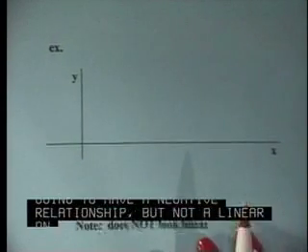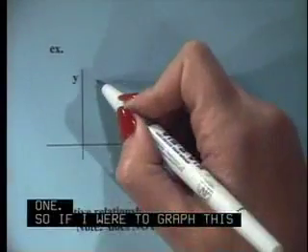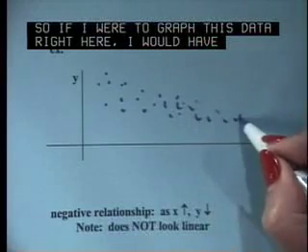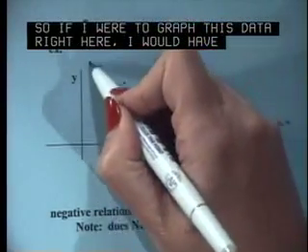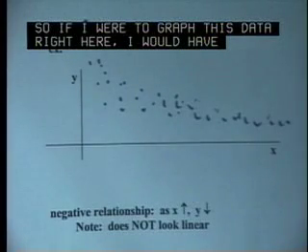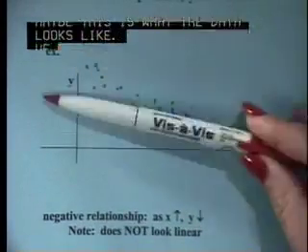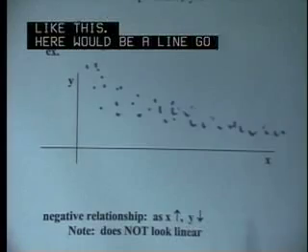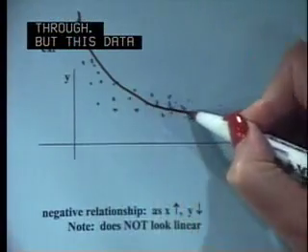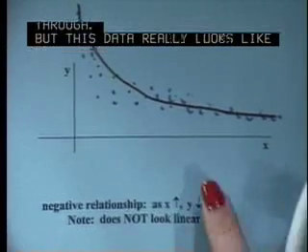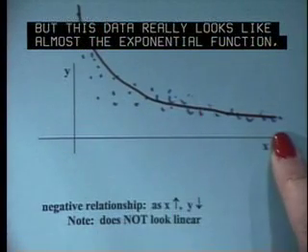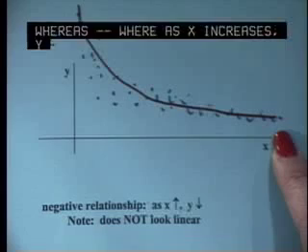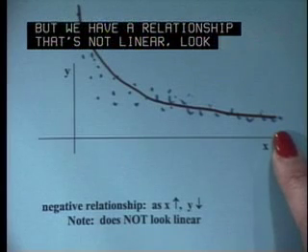So if I were to graph this data right here, maybe this is what the data looks like. Well, a line would be probably like this. Here would be a line going through. But this data really looks like almost the exponential function, where as x increases, y decreases, but we have a relationship that's not linear. Looks more exponential for decay. Let's look at another one here.